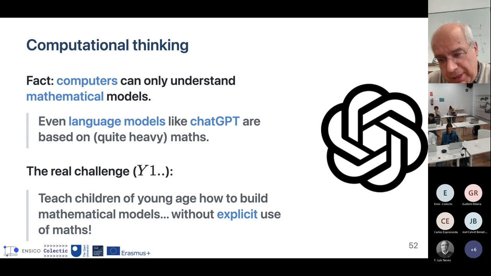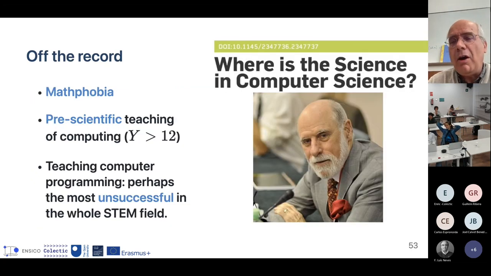But when we think about educating very young people from first grade, there is another challenge, which is we have to teach them how to build mathematical models without explicit use of maths, because they don't know maths. It will take some time for them to learn maths. And this is a real challenge. Off the record, there is this math phobia thing, I think, everywhere in the Western world.